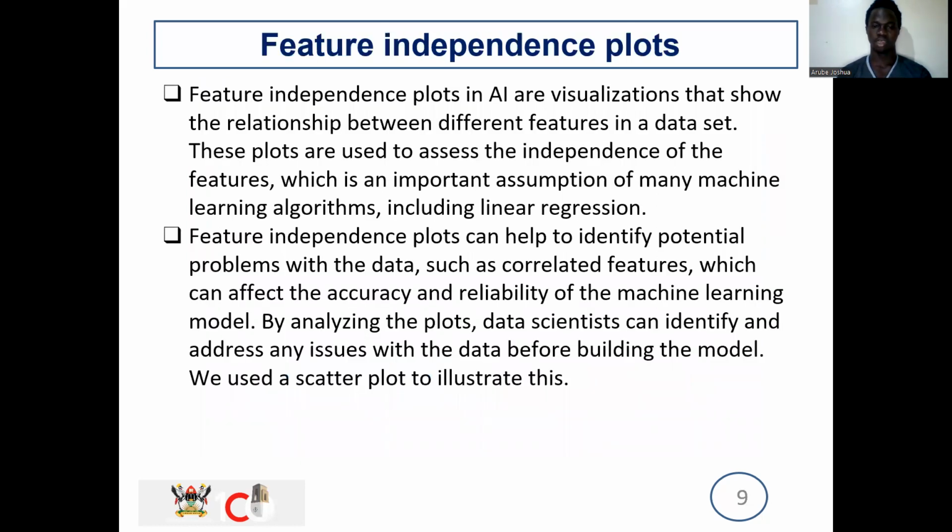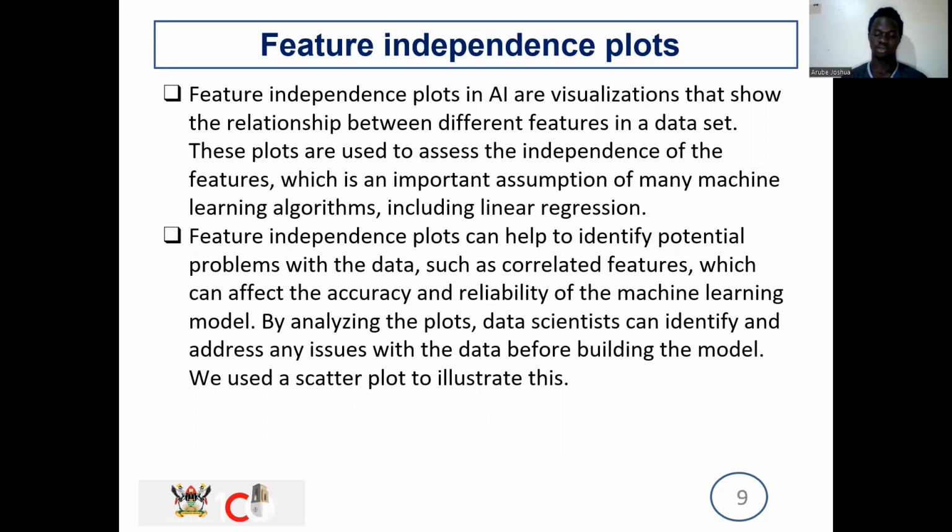Then we look at the feature independence plots. These help us visualize and show the relationship between different features in a data set. They help us assess the independence of features, which is important when making assumptions in many processes like learning algorithms, also including linear regression.